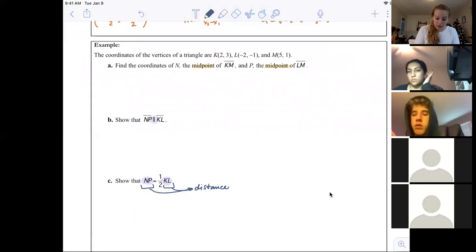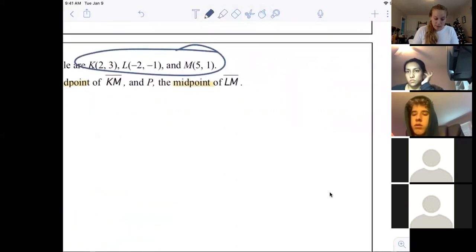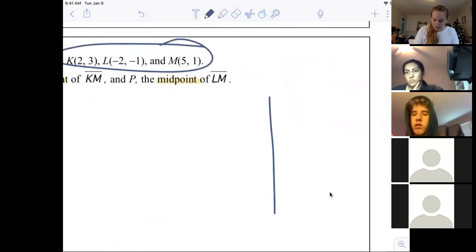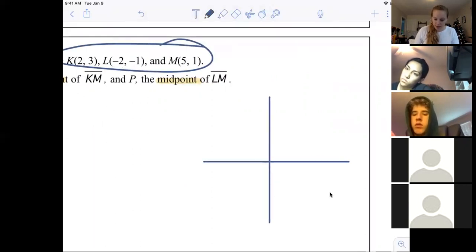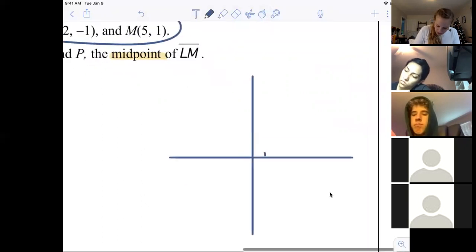So we have to graph these coordinate points. If I were to test you on this, I would give you a graph so that it looks as nice as possible. But right now we're just doing our best estimation and trying to keep it as straight as possible. 2, 3, 4.